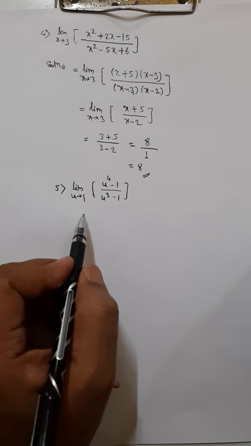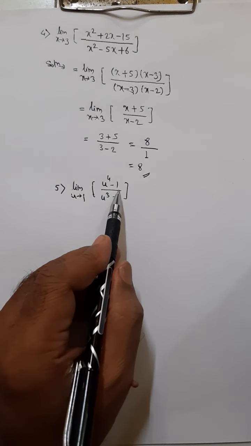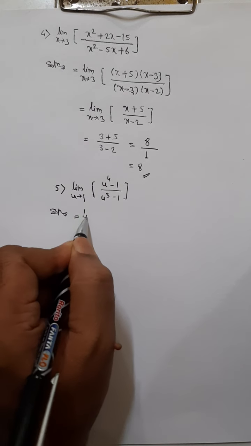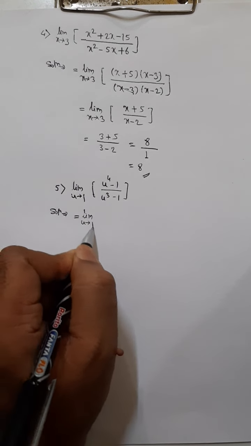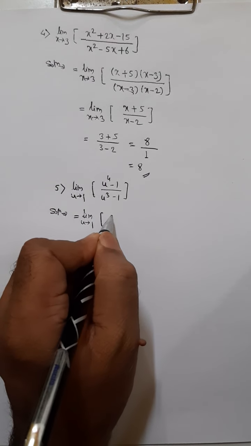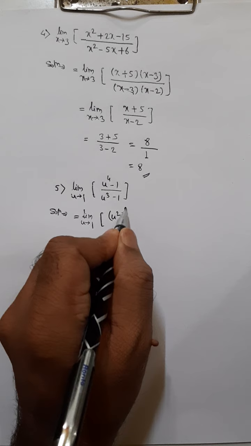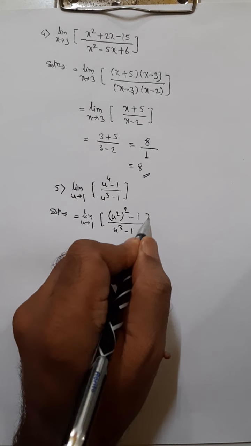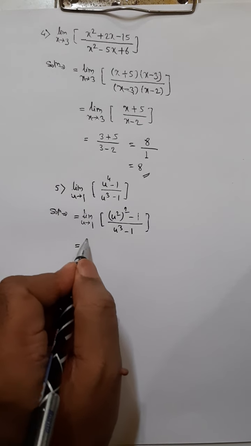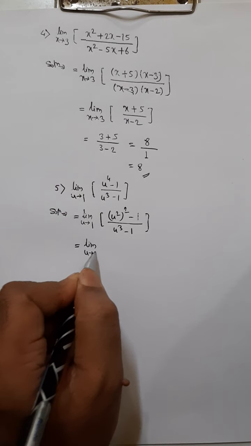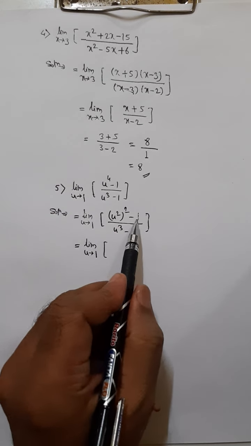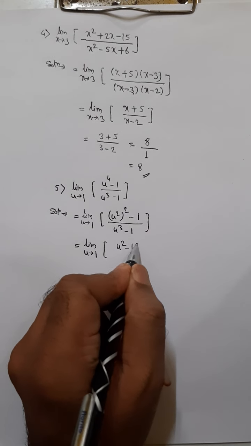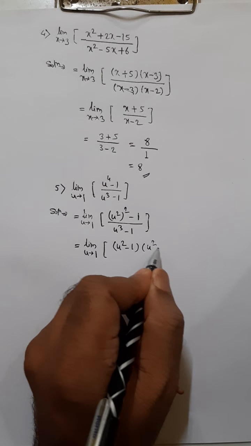Next problem, evaluate limit as u tends to 1, (u⁴ − 1) divided by (u³ − 1). Solution. So we can write limit as u tends to 1, u⁴ can be written (u²)² − 1 divided by u³ − 1. So it is equal to limit as u tends to 1, then apply formula a² − b². Here 1 means 1². A² − b² formula is (a − b)(a + b), a − b means u² − 1, a + b means u² + 1.